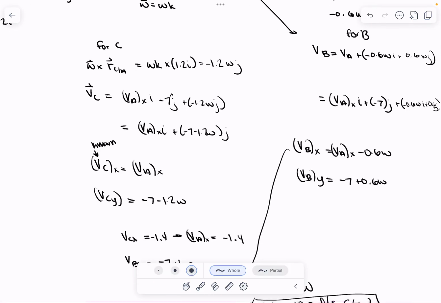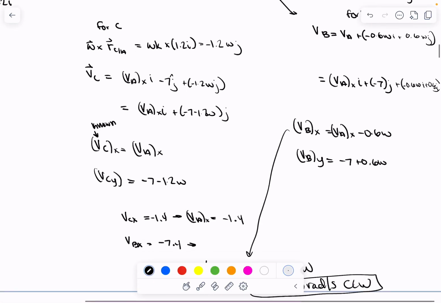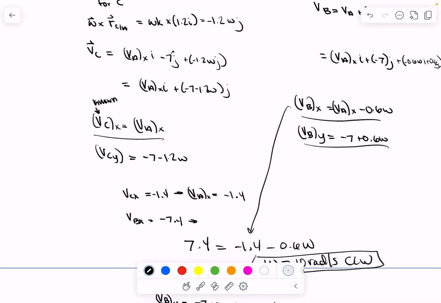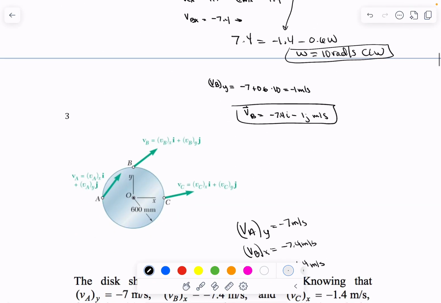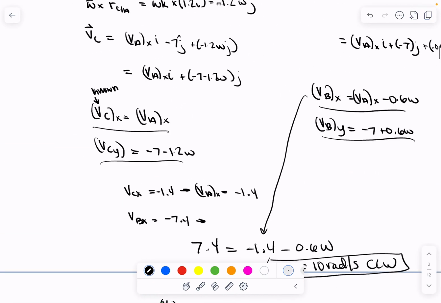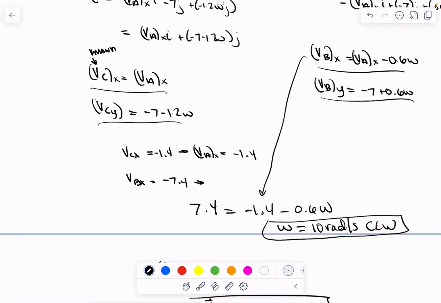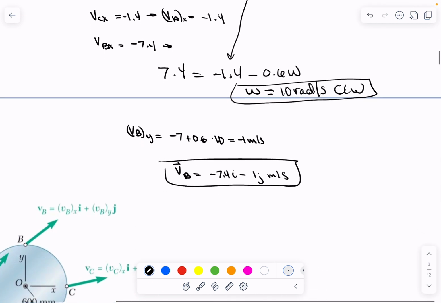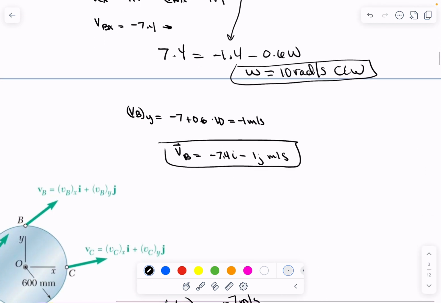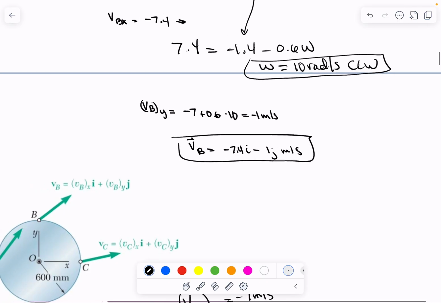We come out with these equations down here and here. And we can use our knowns, what we're given below here, plug them into our equations, and solve all the way down. So we get our final angular velocity to be 10 radians per second counterclockwise, and our velocity at B in the y equal to what we just have, -7.4 I minus J.